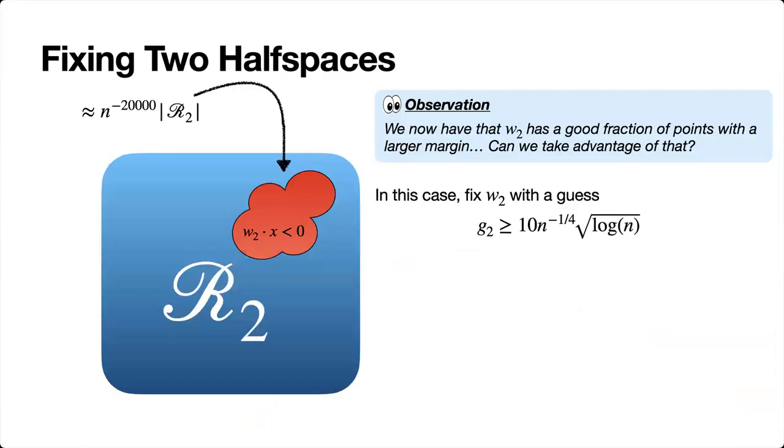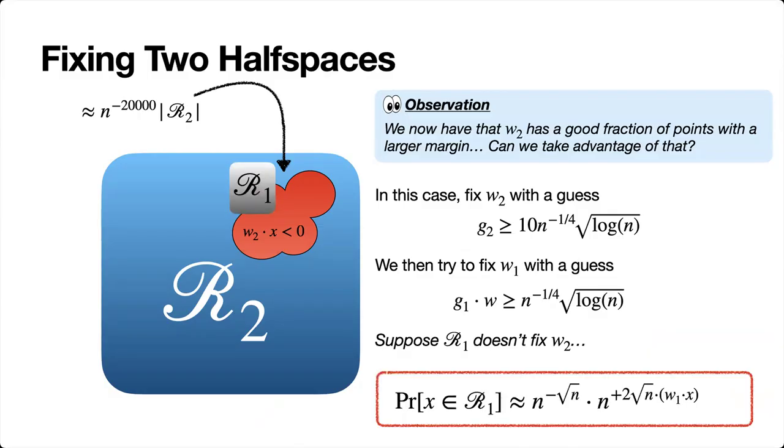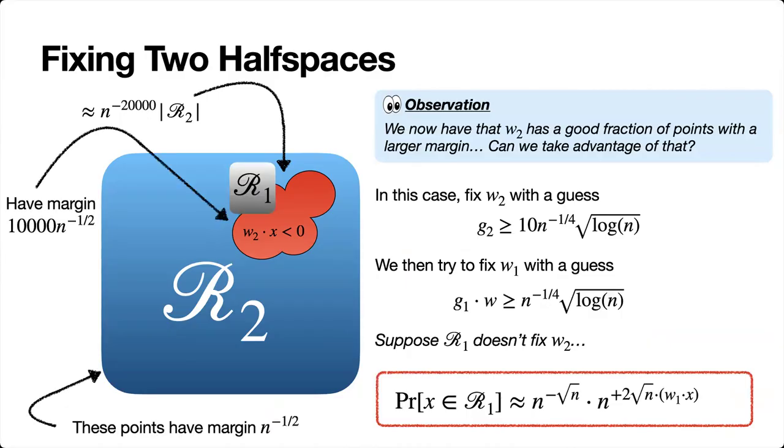And now I need to go back and try and fix the first half space. So I'm going to, again, imagine trying to do this by taking a weak guess, so without this factor of 10. If I was able to get a region where both half spaces are constant, I'm done. If not, then I know this region ought to have non-trivial overlap with both. Then I'm again going to make the same observation that I was making before. I'm going to say that maybe these points in R2 have margin 1 over root n with respect to W1.